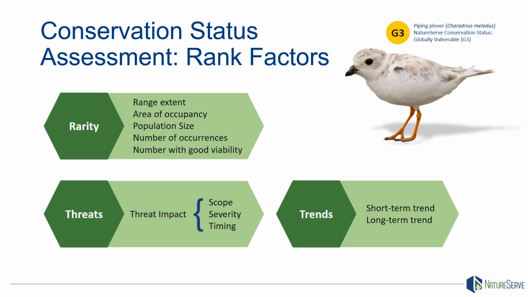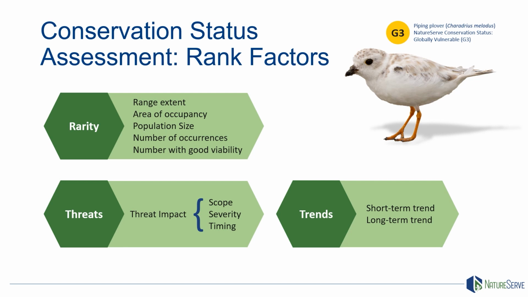What information goes into a conservation status rank? Scientists use 8 factors grouped in 3 categories: rarity, threats, and trends. The rarity factors are geographical range extent, the area actually occupied by the species or ecosystem, population size for species, number of element occurrences, recall that you learned what these are in a previous section of this training, and the number of element occurrences with good viability.